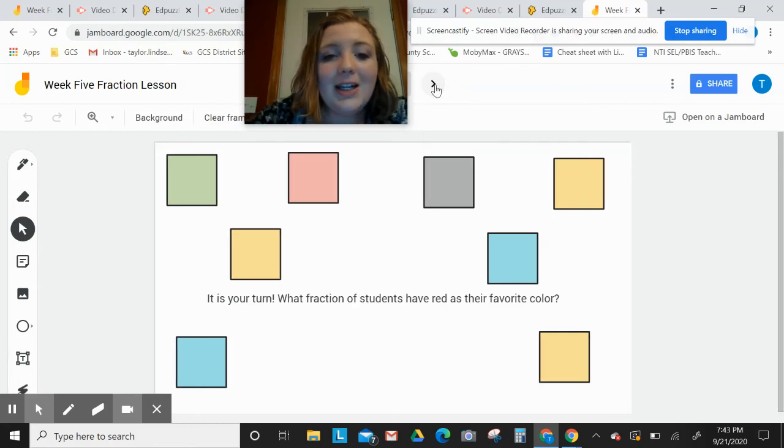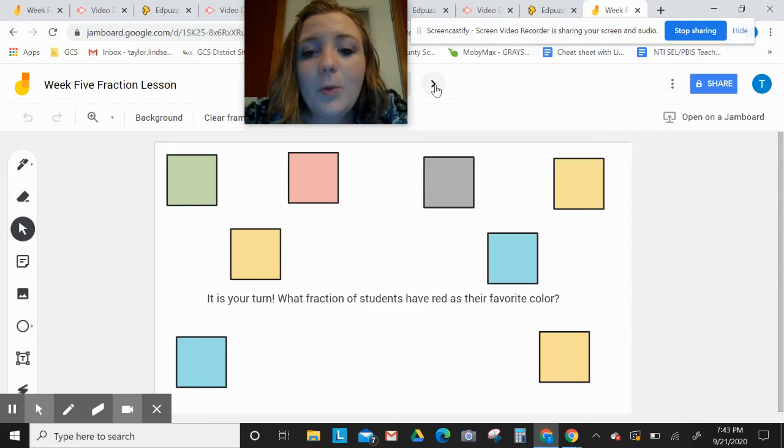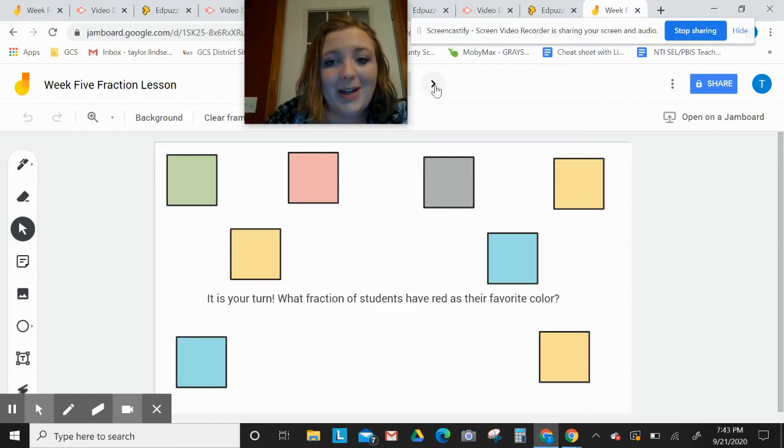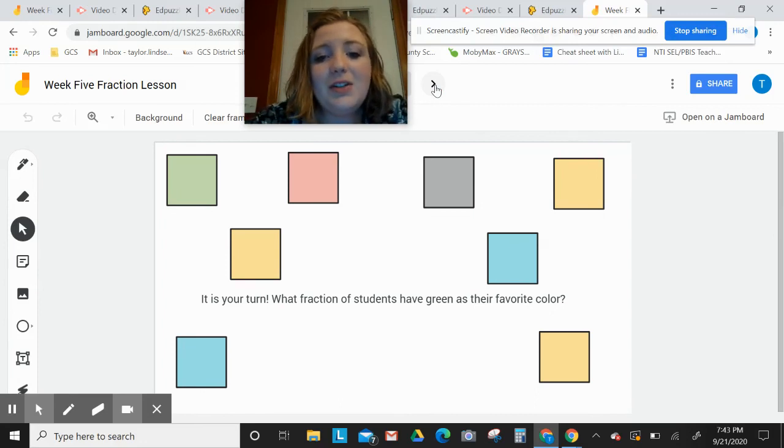It is your turn again. What fraction of students have red as their favorite color? So now you're going to write that fraction, or you're going to choose the correct fraction to the right. It is your turn. What fraction of students have green as their favorite color? Now write that in the box and then continue.